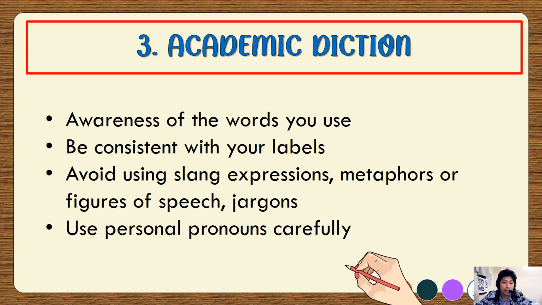And lastly, we have to use our personal pronouns carefully. Generally, you also want to avoid using the personal pronoun I in an academic paper unless you are writing a reflection paper or a reaction paper. So writing from the first person point of view is somehow not acceptable in academic writing. So we really have to use the third person point of view because it makes your paper sound more assertive, more professional, and credible.